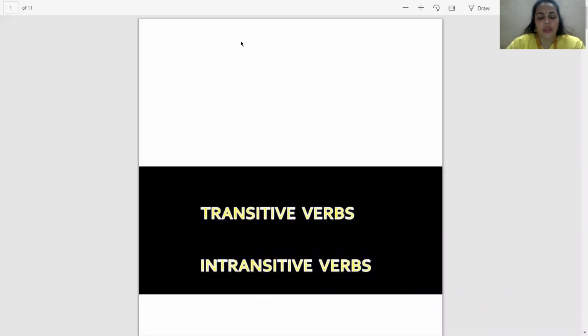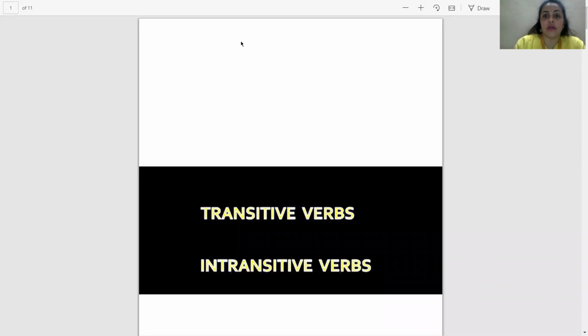Okay, so here on your screens you can see the title: transitive verbs and intransitive verbs. This is the next segment in the verbs category. As we have seen, verbs agree with subjects: with S and without S. Now let's see what transitive and intransitive verbs are. Right? What are transitive and intransitive verbs?